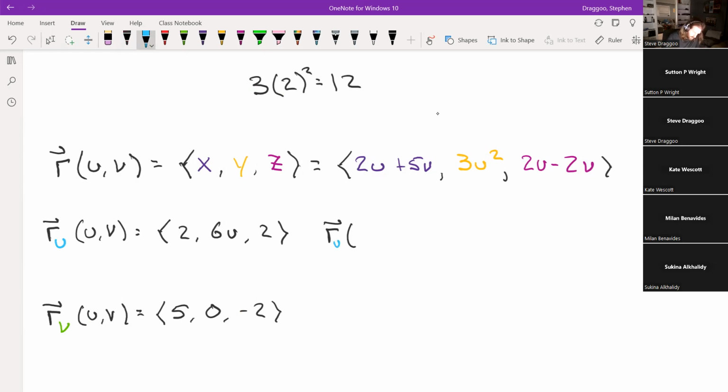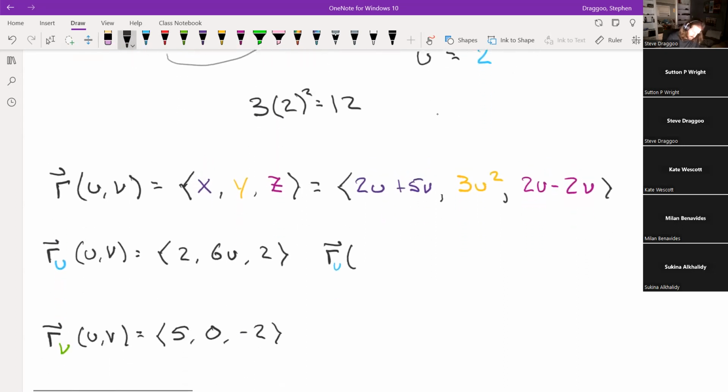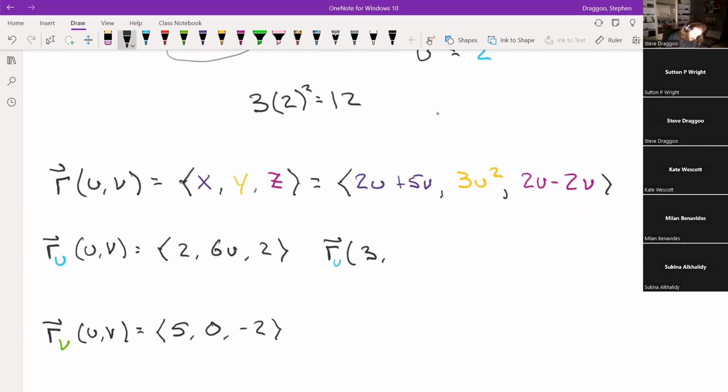I want R partial u of whatever point I decided this was, 3, 2. And that's going to make that thing 2, 12, 2. Nice thing about R partial v is that it's already constant. So it doesn't matter what point I plug in, I'm going to get that same piece.